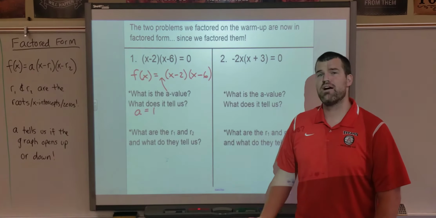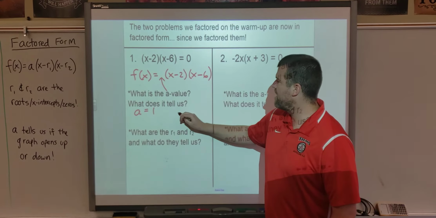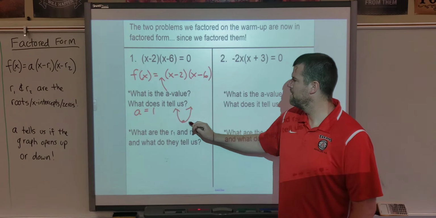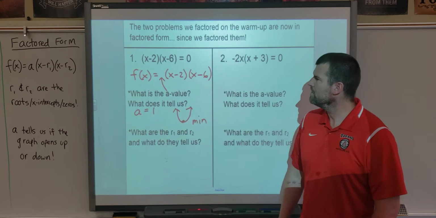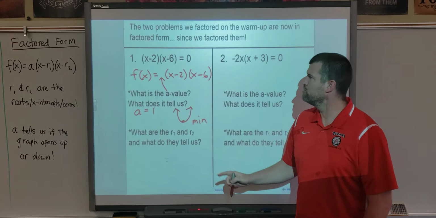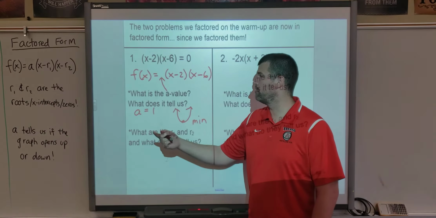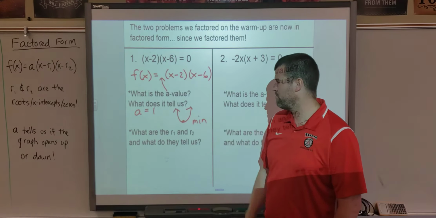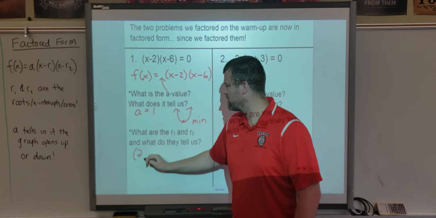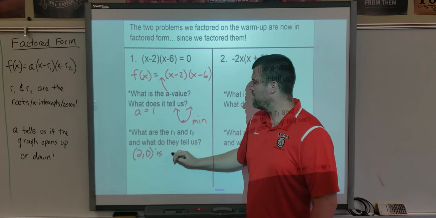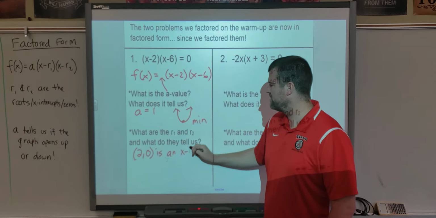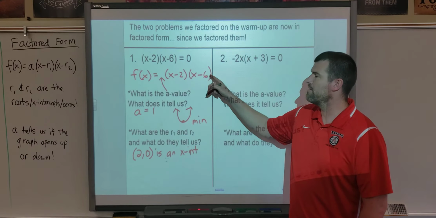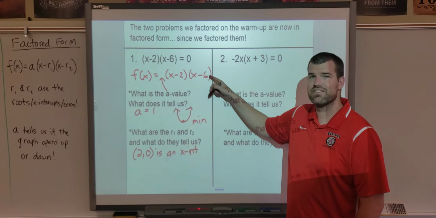If that a value is a +1, what do we know? We know that the graph will open up, and we also know that we will have a minimum. As far as the R1 and R2, we know the formula is x minus the root. So this is x minus 2, which means 2 is one of our roots. So (2, 0) is a root, or I'm going to say it's an x-intercept, because that's really what we use the roots for. And then this one is x minus the root, so the root is +6.